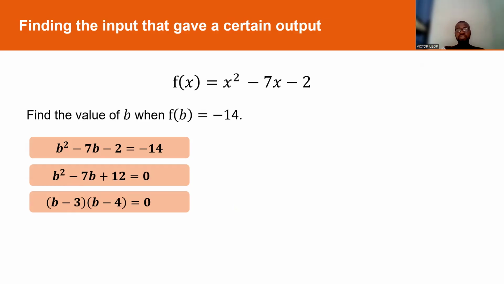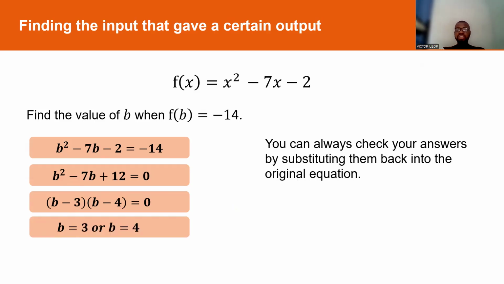So using the factorization method, you look for two numbers that add to give you negative 7 and multiply to give you 12. Those two numbers are negative 3 and negative 4. And that is how you'll be able to get your answer.